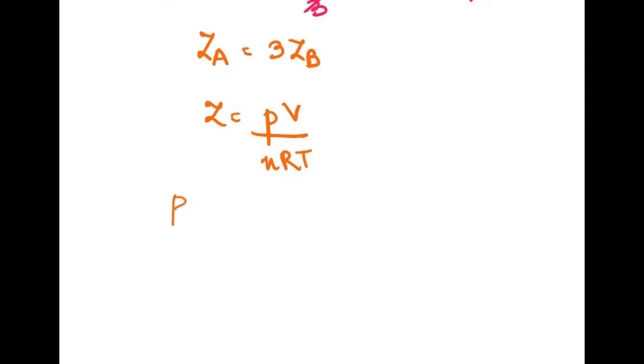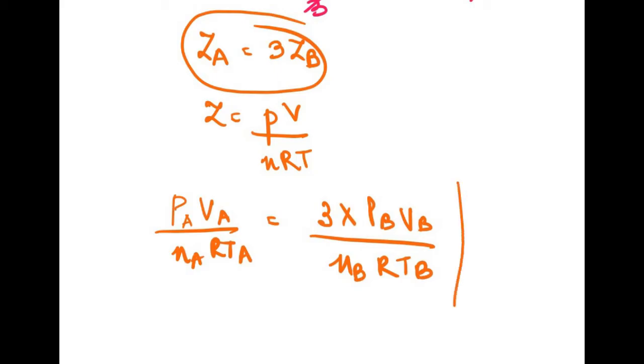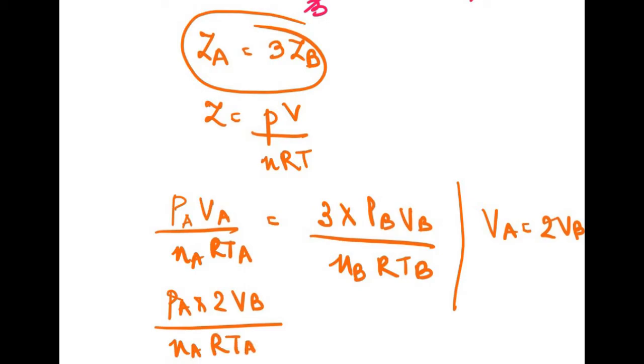So for A we can write PA VA by NA R TA. Since the compressibility factors are given in this relation, we can write 3 into PB VB by NB R TB. It is also mentioned that VA equals twice VB. So substitute that: PA into 2 VB by NA R TA equal to 3 into PB VB by NB R TB.